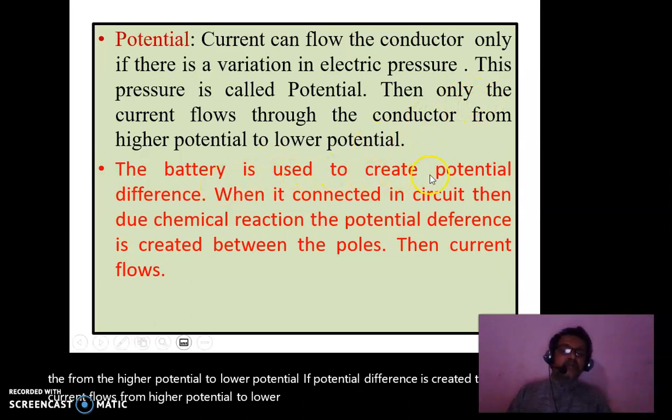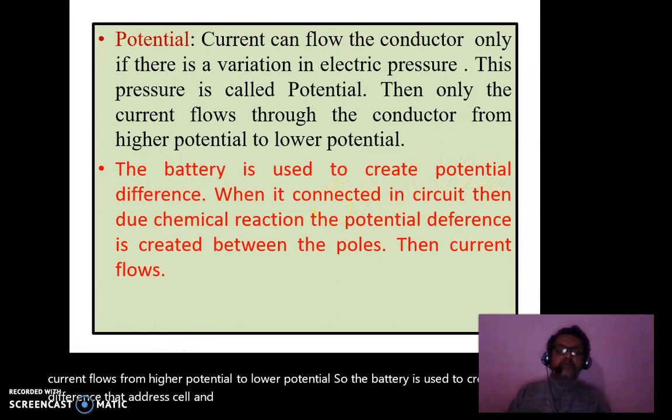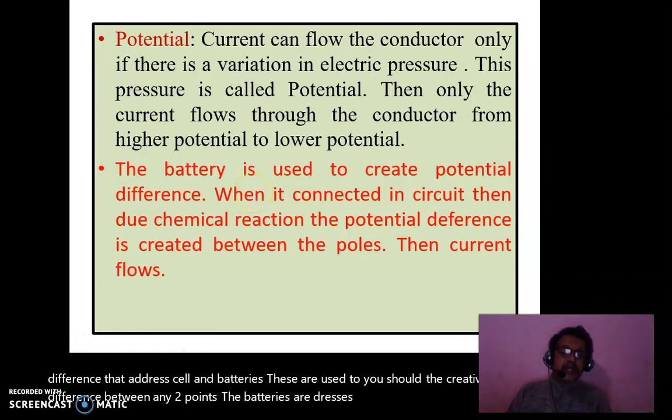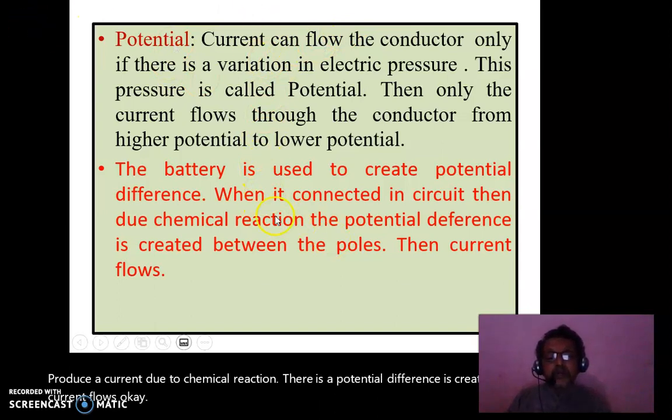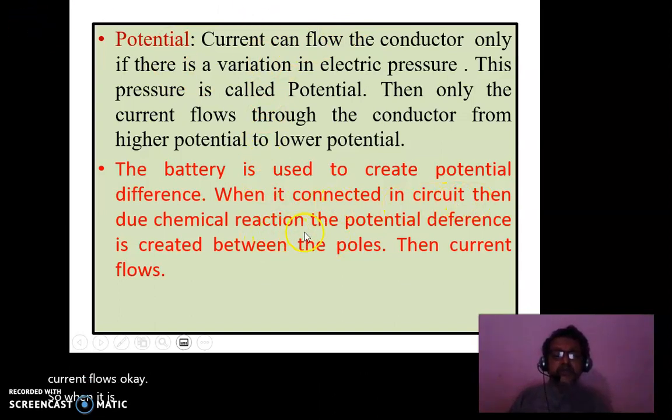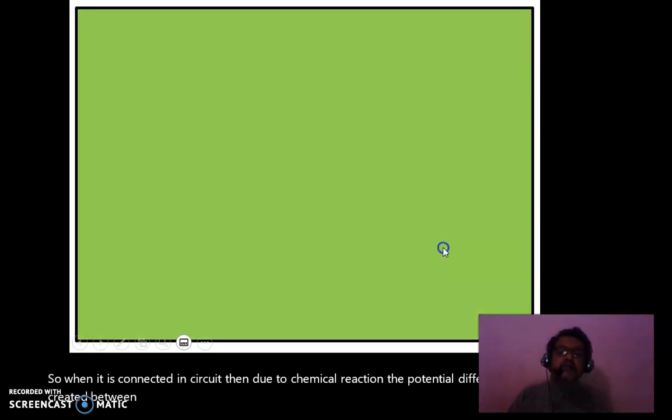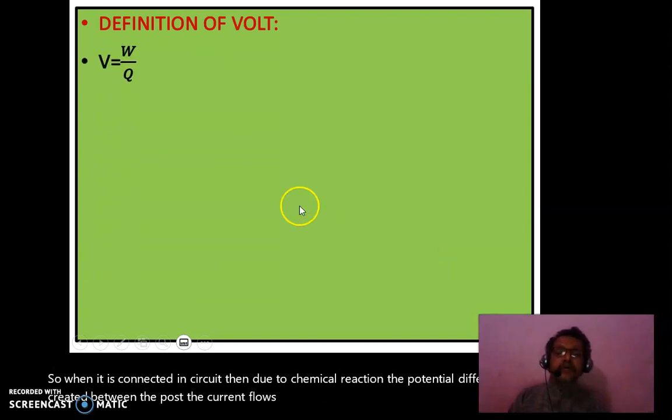So the battery is used to create a potential difference. You know that dry cells and batteries are used to create a potential difference between any 2 points. The batteries or dry cells do not produce a current. Due to chemical reaction, a potential difference is created, so then current flows. So when it is connected in a circuit, due to chemical reaction, the potential difference is created between the poles, and the current flows.